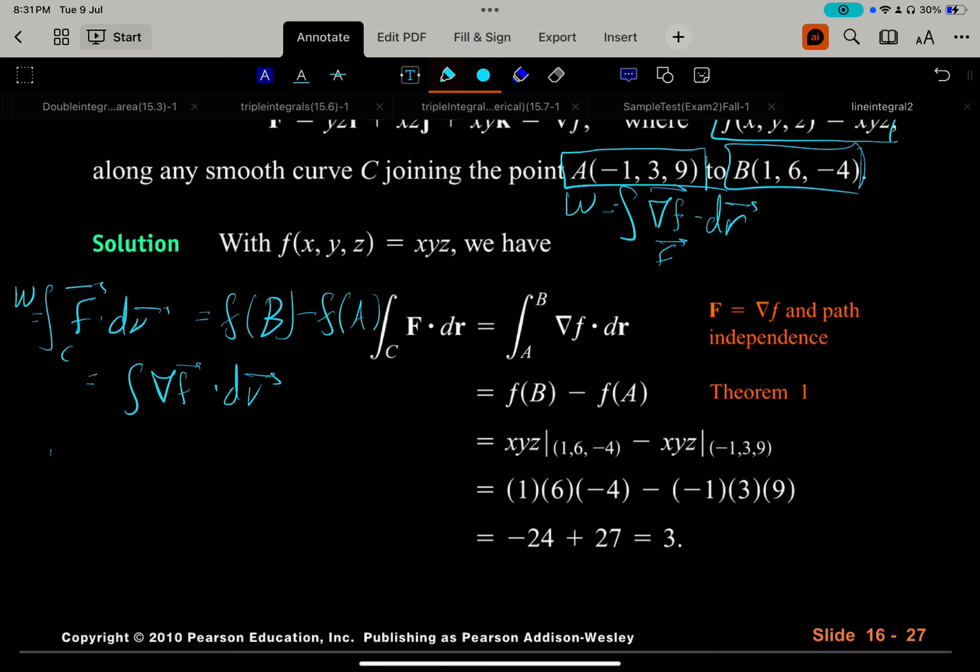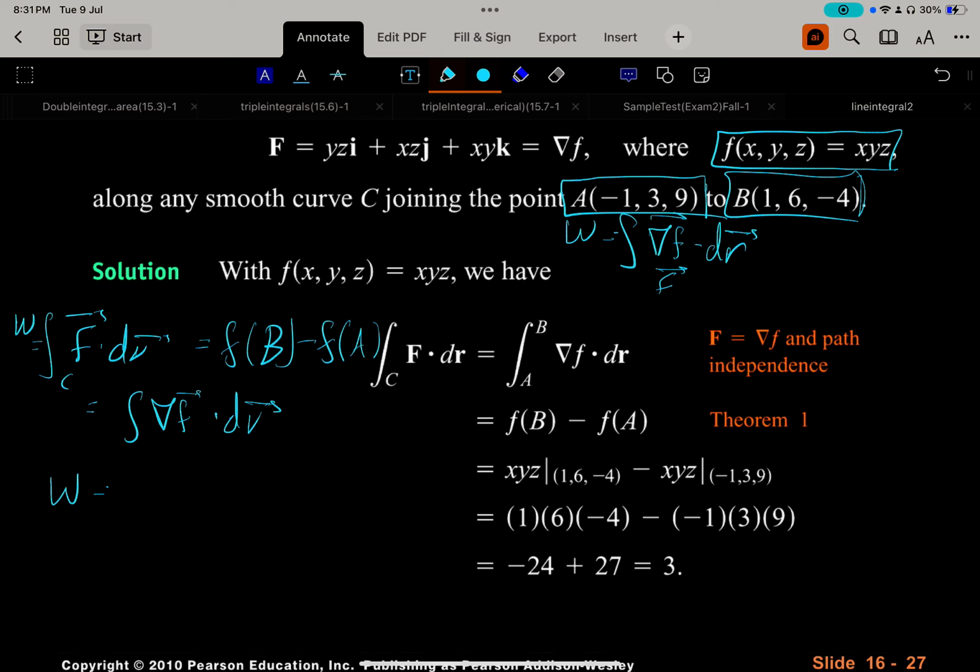The work is just f of B minus f of A. What is B? It is 1 times 6 times minus 4, substituting the point B into the function. And minus f of A is minus 1 times 3 times 9. So W is just minus 6 times 4 minus 3 times 9 times minus 1, and that's going to be 3, and the work is going to be in Newton meters.